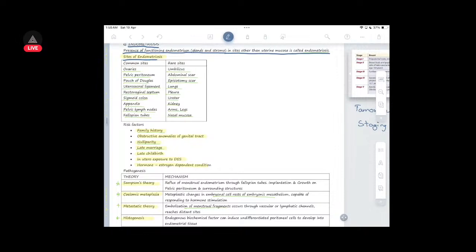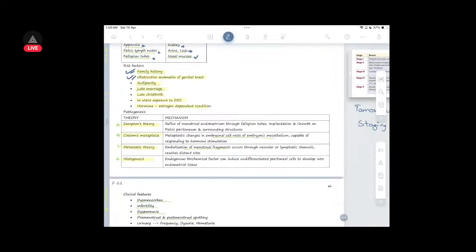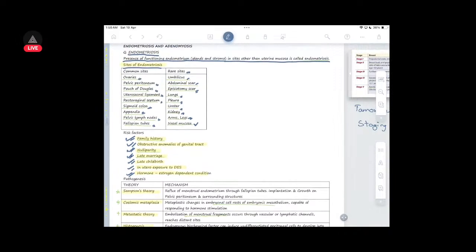Sites of endometriosis, you have ovaries, pelvic peritoneum, pouch of Douglas, uterosacral ligament, rectovaginal septum, sigmoid colon, appendix, pelvic lymph node, and fallopian tube. The rare sites, you have umbilicus, abdominal scar, episiotomy scar, lungs, pleura, ureter, kidney, arms and legs, and nasal mucosa. Risk factors, you have family history, obstructive anomalies of the genital tract, nulliparity may be seen, late marriage, late childbirth, in utero exposure to diethylstilbestrol, and hormone estrogen dependent condition also may be there.